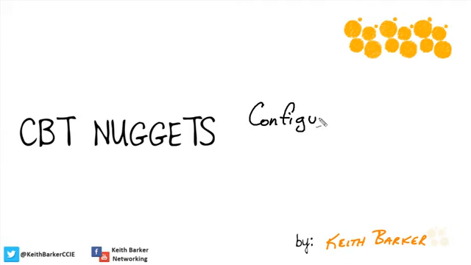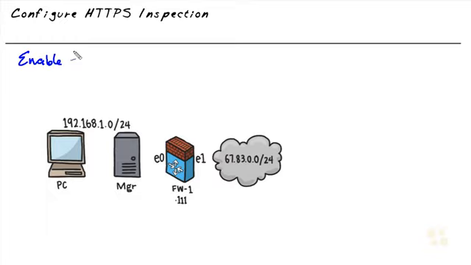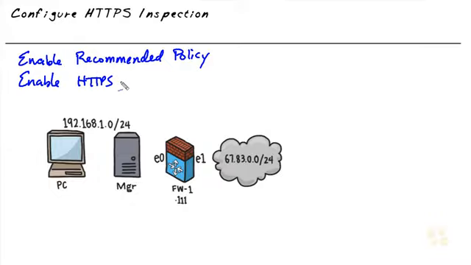In order to use HTTPS inspection, we have to have it both configured and enabled. So to do that, we're going to enable the recommended policy instead of the default policy. We'll then enable HTTPS inspection on Gateway 1, and then we'll verify that it works.